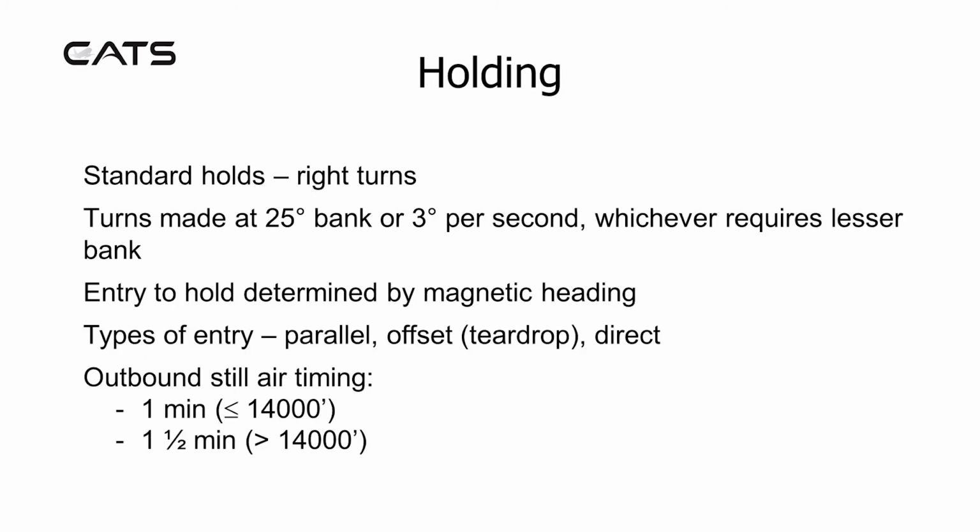Holding. Standard holds are right turns. The turns are made at 25-degree angle of bank or 3 degrees per second, whichever requires lesser bank. The entry to the hold is determined by magnetic heading. Types of entry are parallel, offset, and direct. The outbound still air timing is 1 minute if less than or equal to 14,000 feet altitude, or 1.5 minutes if you are above 14,000 feet.